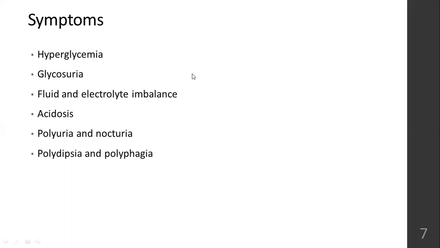Polydipsia, thirsty, always feeling thirsty. That is a response to too much fluid and electrolytes being lost by your body. It's your body's response as well to maintain it. So you will feel thirsty a lot. Then polyphagia, always hungry. You will try to eat a lot, but nothing sticks to your body much, because all the fat in the body is getting broken down. So too much thirst and too much hunger.